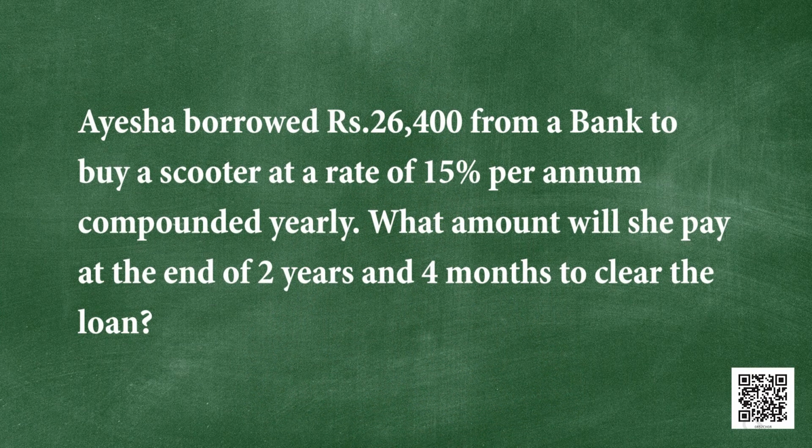Hence, the population of the place in 2005 is 59,535. Students, note that the time period need not be a complete whole year every time. Sometimes we may need to find the compound interest, say for example, for 1 year 5 months at the rate of 12% per annum. So, let us try to address one such problem. The problem goes like this. Aisha borrowed rupees 26,400 from a bank to buy a scooter at a rate of 15% per annum compounded yearly. What amount will she pay at the end of 2 years and 4 months to clear the loan?